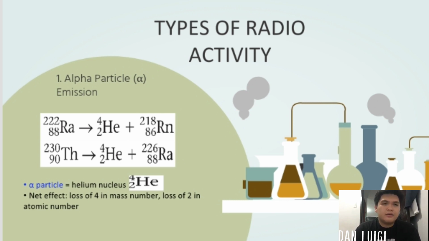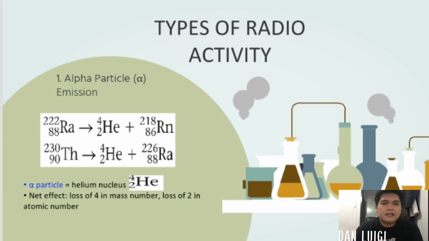So why is it? As further learning, alpha particles are helium nuclei. So there is a helium attached to one of these elements. Each contains 2 protons and 2 neutrons. Each has an atomic number of 2 and a charge of plus 2. Here is the example, an alpha particle, a helium nucleus, which is He 4 2. So the net effect is a loss of 4 in mass number and a loss of 2 in atomic number.